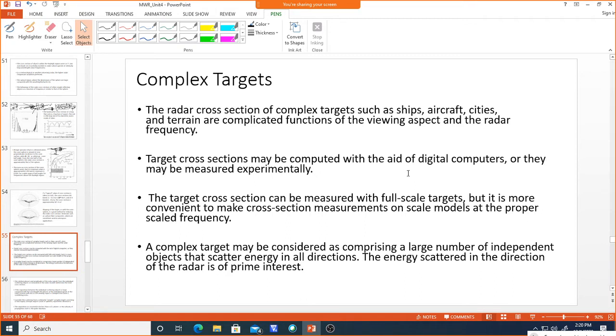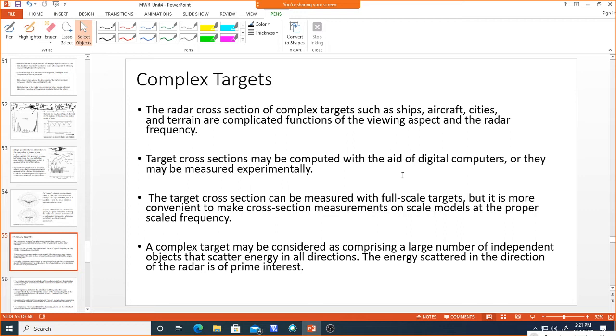Then you can compute individually, and even experimentally also. You can incident on a particular part of the ship and calculate, and you can incident on other parts of the ship and calculate. Like that, individually we can divide the complete target, and we can estimate.